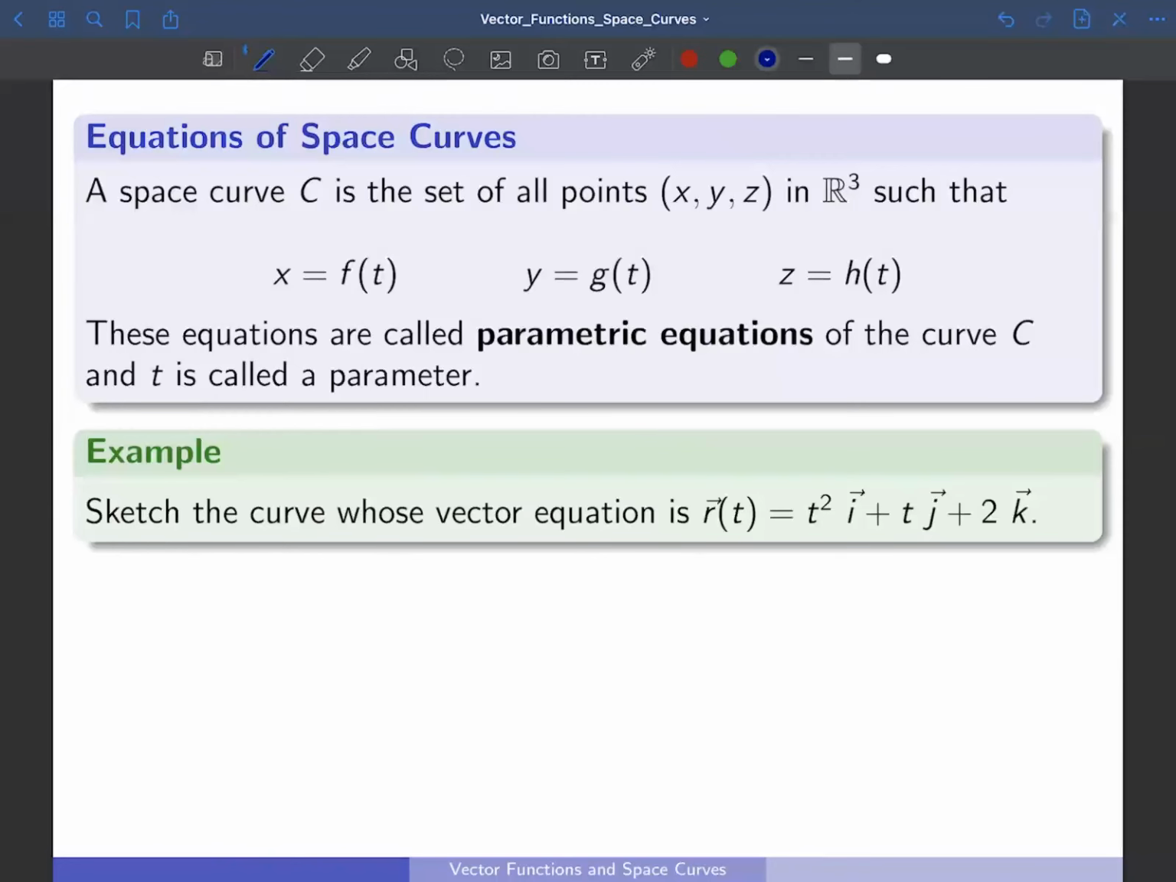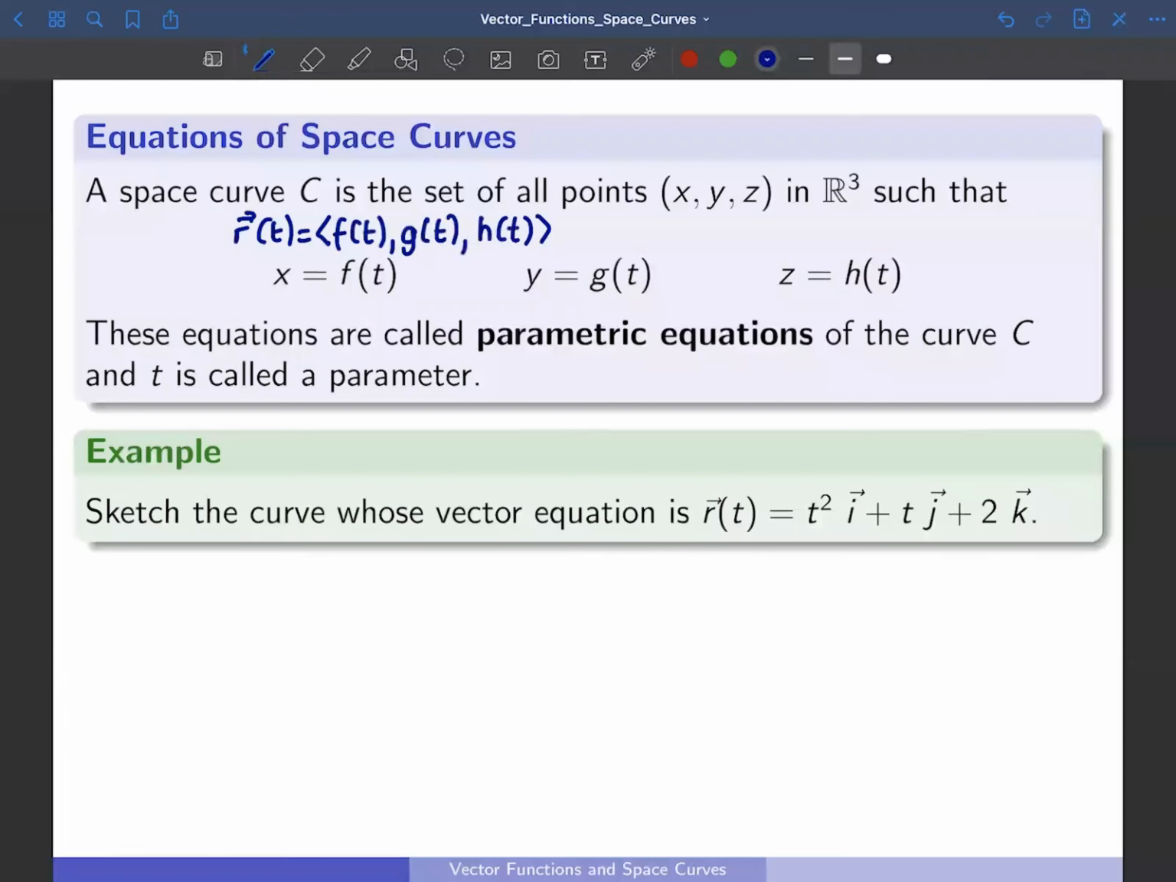In this section, we'll talk about the equations of space curves. Suppose that we have a space curve C, which represents the set of all points x, y, z in space, such that x equals f of t, y equals g of t, and z equals h of t. Essentially, the space curve is represented by the vector equation r of t, that is equal to the vector with components f of t, g of t, and h of t.